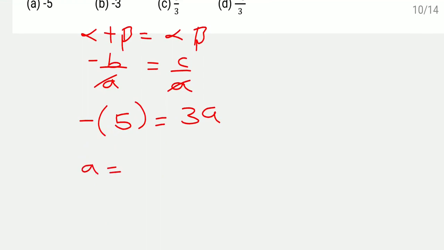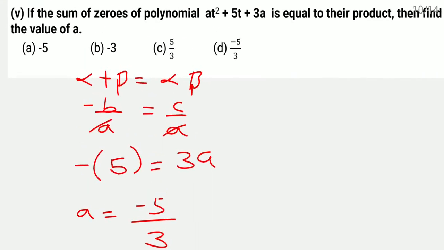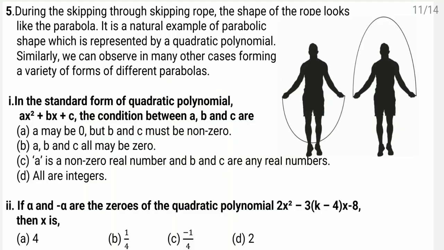So a is equal to minus 5 divided by 3. Just check. Value of a is minus 5 by 3. Which option is the correct one? So option D is the correct one. Okay, come to the fifth question.